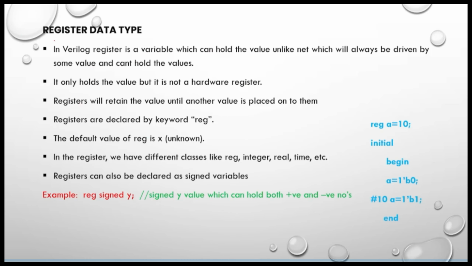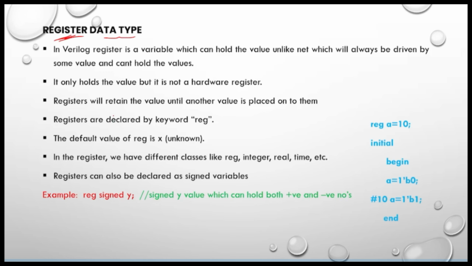Now coming to the register data type. It is entirely opposite to wire. What is wire doing? It is driving the value, sending the value. For sending the value we have that component, but for storing something you need another data type, right? That is the register data type. So reg will be holding the value instead of driving the value. It will hold the value until it is replaced by another value.